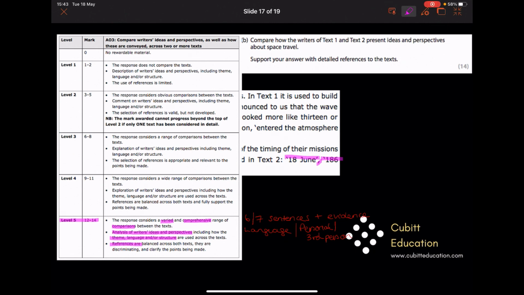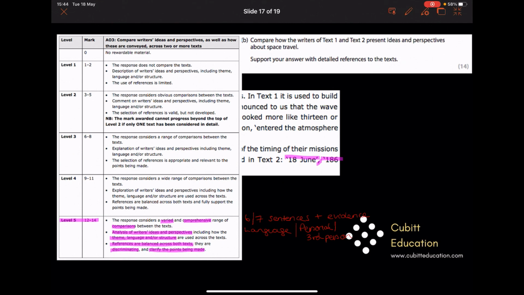Finally, references are balanced across both texts. They are discriminating and clarify the points being made. Again, as long as you're putting in evidence from each text to back up your point, then you will have done that as well. So just make sure that you're going through and picking out all of those different things that you can then write down as sentences and include references to that, okay?